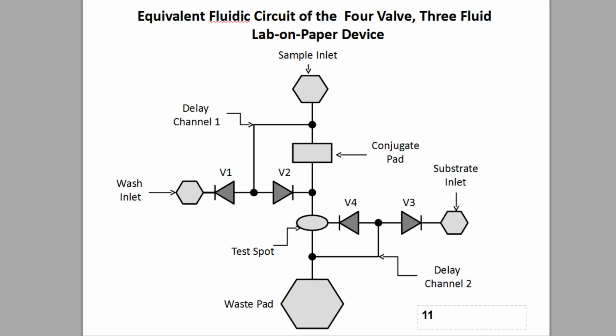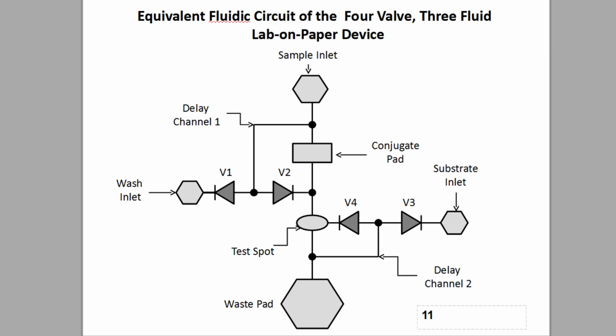To conduct the assay, first, the wash solution is loaded onto the wash inlet, and the substrate is loaded onto its respective inlet. Both of these solutions remain in place, as pointed out earlier, because beneath each of them is a diode, V1 for the wash and V3 for the substrate, that prevent their flow. When the sample is loaded onto its inlet, some of it flows down the central channel and over the test spot, where it picks up the detection antibodies and brings them over the test spot to form a sandwich. Note that diodes V2 and V4 prevent the sample solution from flowing towards the wash or substrate inlets.